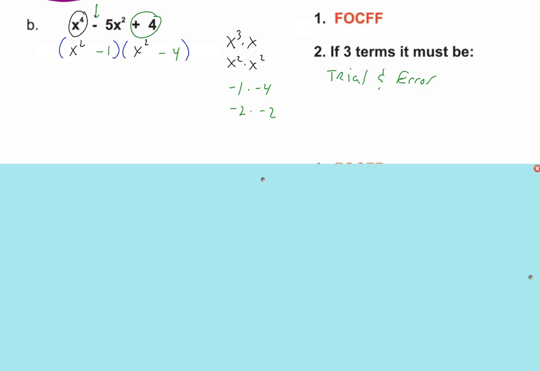Is the first parentheses a difference of two squares? Yes or no? Yes. The front is a perfect square, there's a minus in the middle, and the 1 is a perfect square. Is the second binomial a difference of two squares? Yes. Front is a perfect square, minus in the middle, and the back number is a perfect square. We have two differences of two squares, and we have to factor them both.